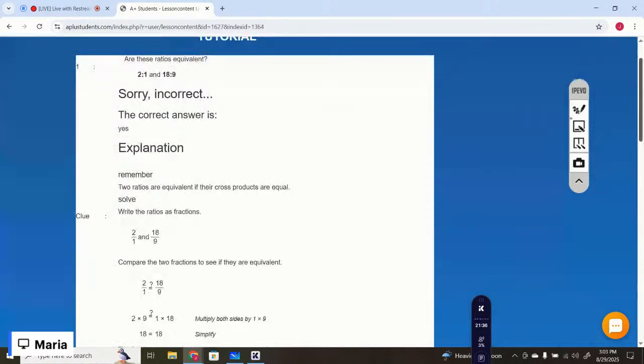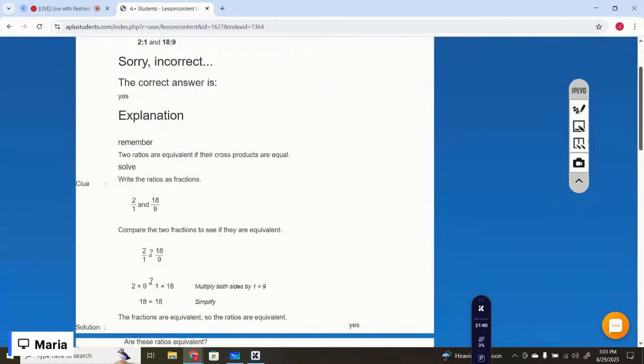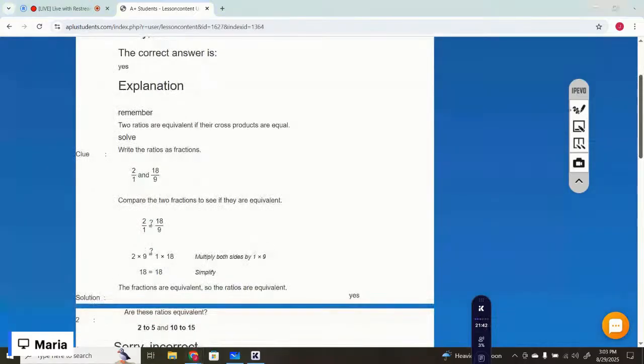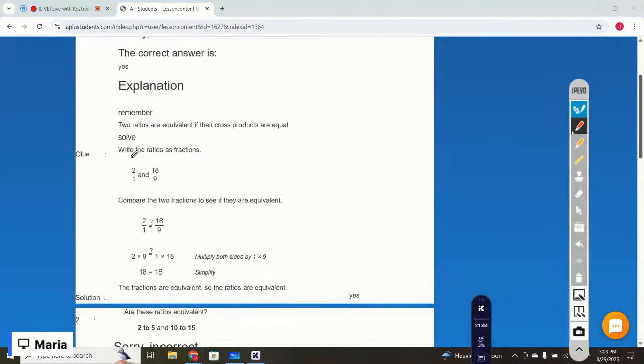Are these ratios equivalent? 2:1 and 18:9. That is 2/1 and 18/9, right? So 2/1 is equal to 18/9.